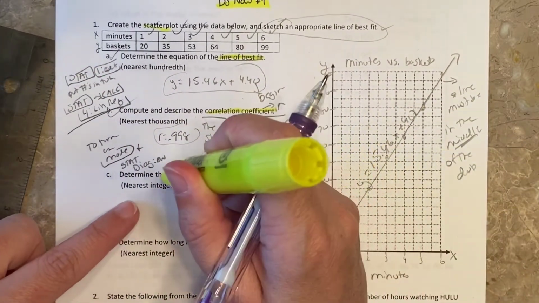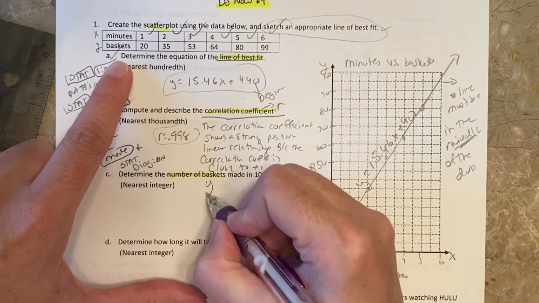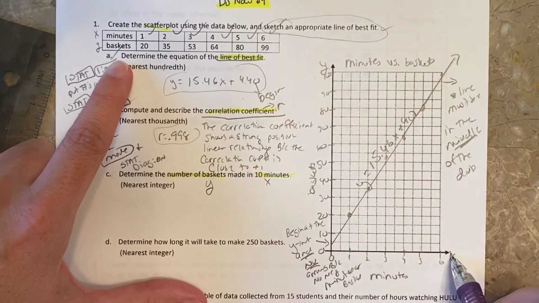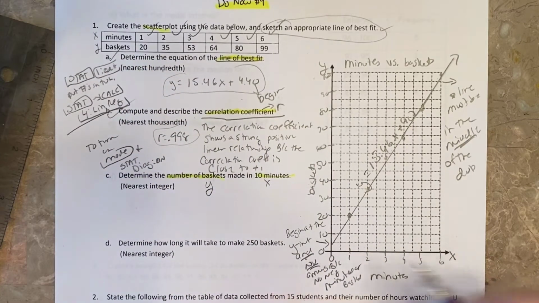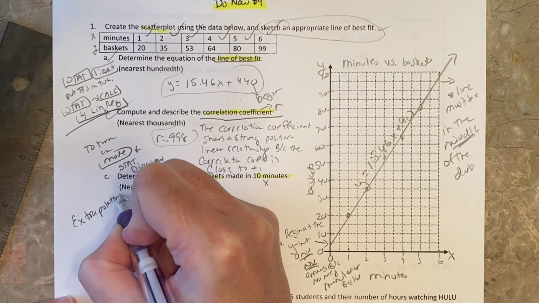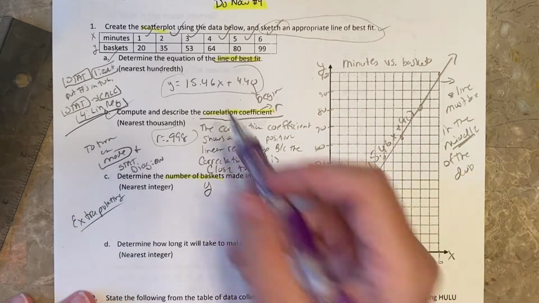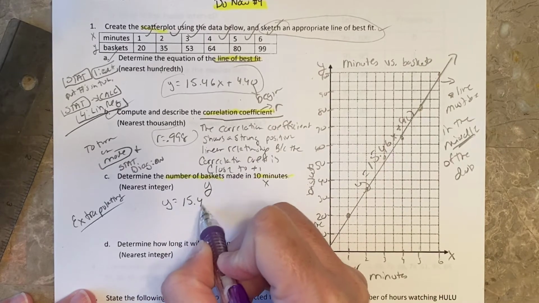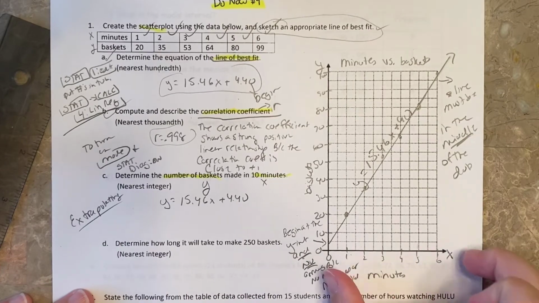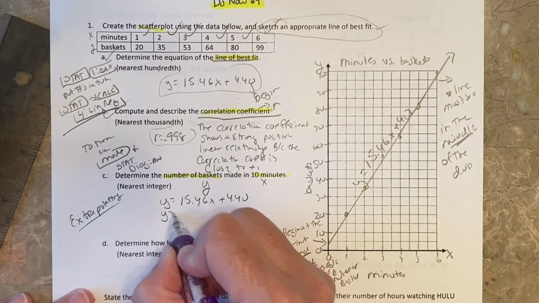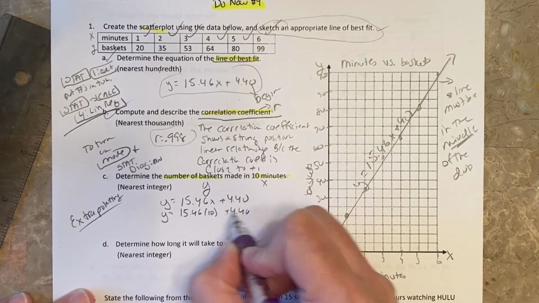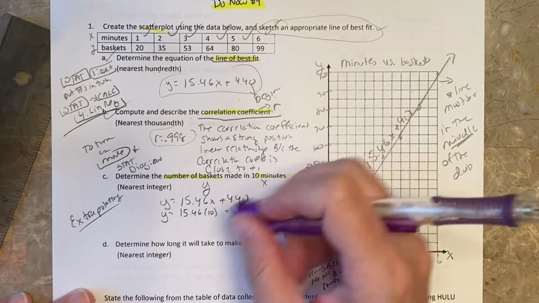Okay, determine the number of baskets. So number of baskets was y, that's made in 10 minutes, so that was x. All right, so go to where x is 10. Oh, there's no x of 10 here. Okay, so since there's no x of 10, we have to do what's called extrapolating. So basically, we're going to need to use our equation to figure it out. It would be called interpolating, if you remember that vocabulary word, if it was like 1 to 6, something that was graphed inside, but we don't have that. All right, so we're going to plug in x as 10.